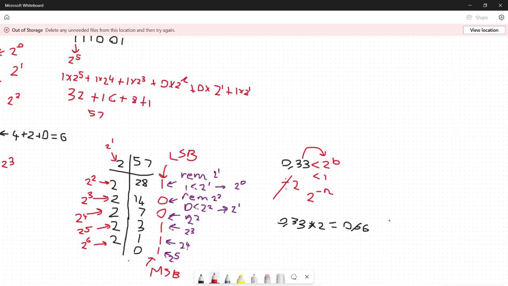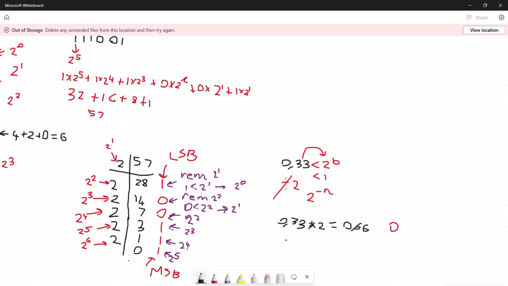Now, what we're going to do is see, is this number greater than 1? No, it's not. So that's 0. Because if it's greater than 1, it means it's greater than 2 to the power of 0, which means it's greater than our first bit.